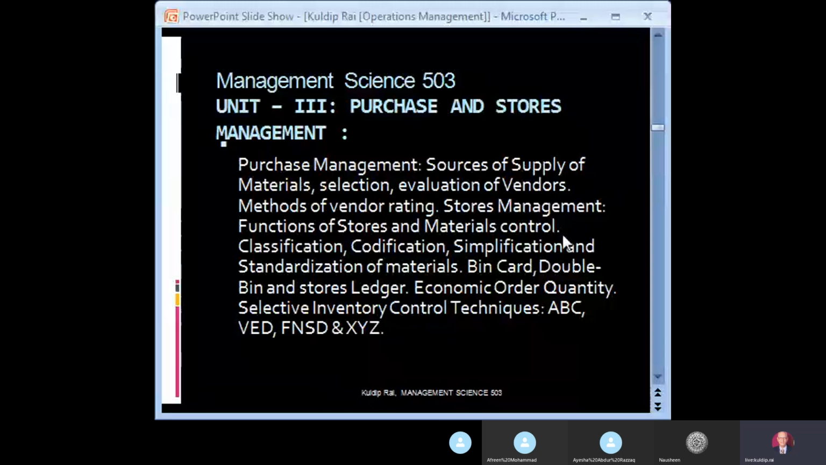The second function is issues. Receipts increase the stock balance. Issues reduce the stock balance. So the third function is accounting of materials. Dear students, accounting of materials is much more complicated than financial accounting.